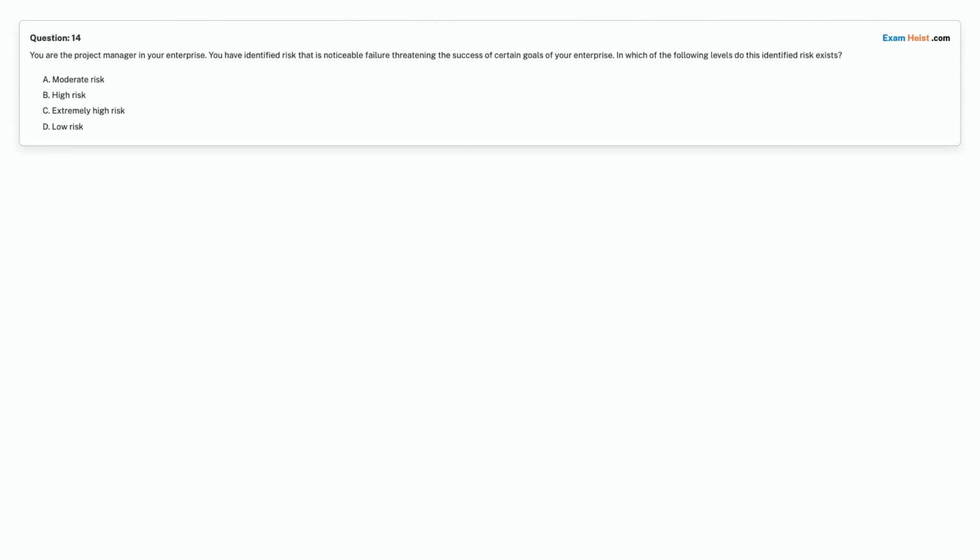Question 14. You are the project manager in your enterprise. You have identified risk that is noticeable failure threatening the success of certain goals of your enterprise. In which of the following levels does this identified risk exist? Option A. Moderate risk. Option B. High risk. Option C. Extremely high risk. Option D. Low risk. Choose the correct answer.